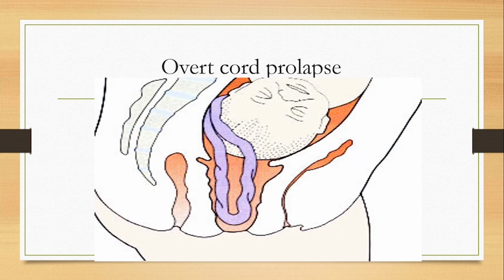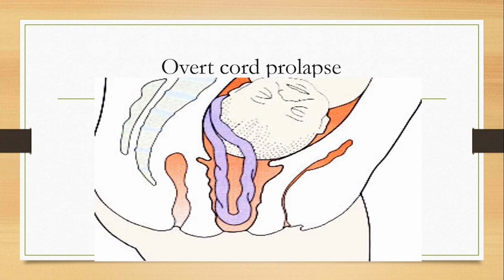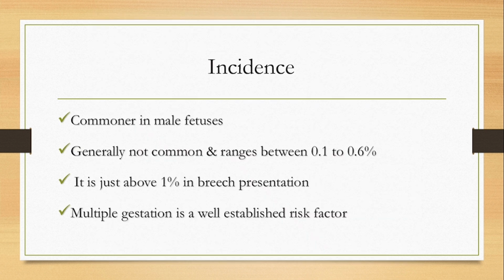And when it is beyond the presenting part of the fetus, it is referred to as overt prolapse. You will understand this when you look at the photographs that I'm showing, courtesy Adam. You will realize that there's cord prolapse beyond the presenting part. That is the umbilical cord protruding through the cervix and directly into the vagina. That is a challenge to an obstetrician.